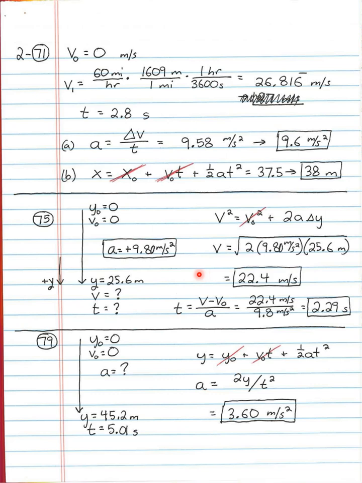For time, let's use the kinematic equation that involves velocity, acceleration, and time. I solve it for time, and I get v minus v naught over a. So 22.4 minus 0 over 9.8, and that's 2.29 seconds.